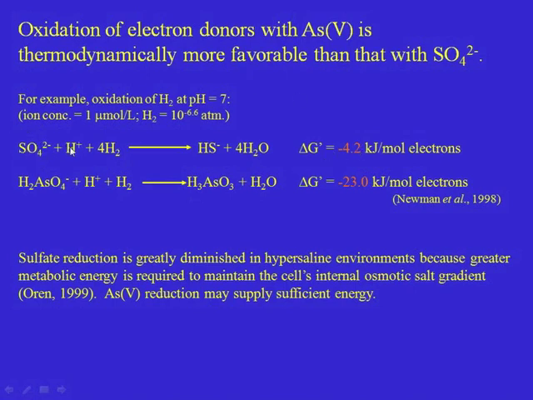Okay, so basically, if you look at the delta G of reaction in this example, where hydrogen is the reductant, using sulfate as the oxidant gives a delta G of -4, and using arsenate gives a delta G for that reaction of -23. Okay, so we propose that basically they don't get enough bang for their buck using sulfate reduction to live in these extreme conditions, but arsenate reducers are able to exist at high salinity.